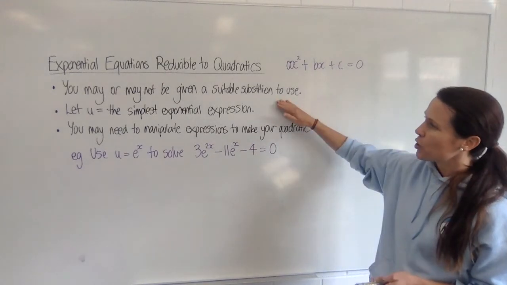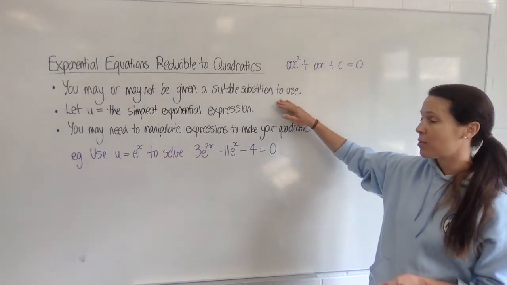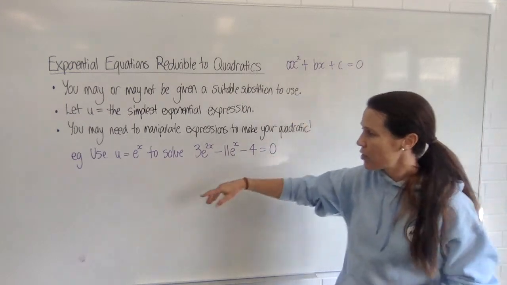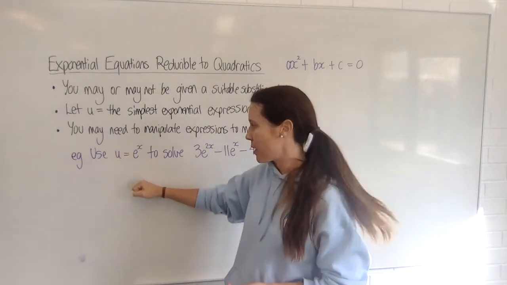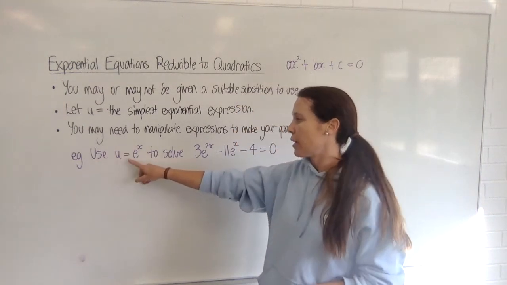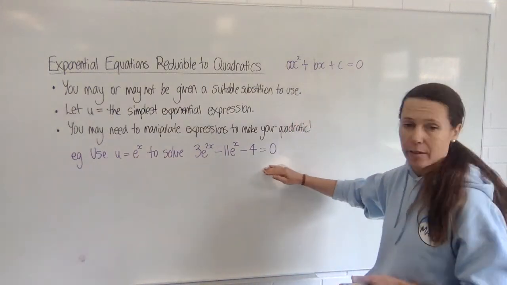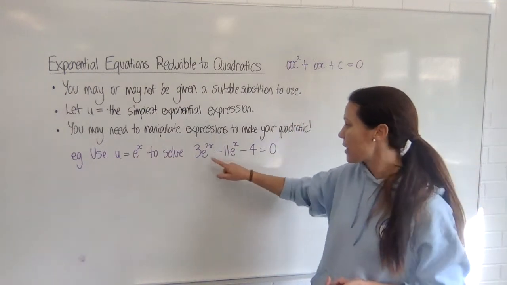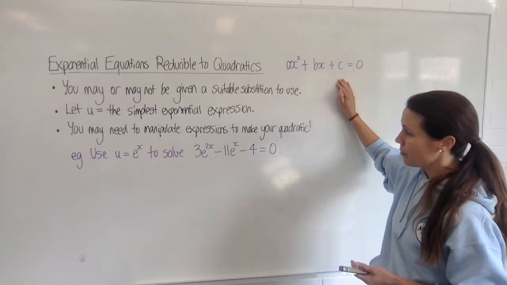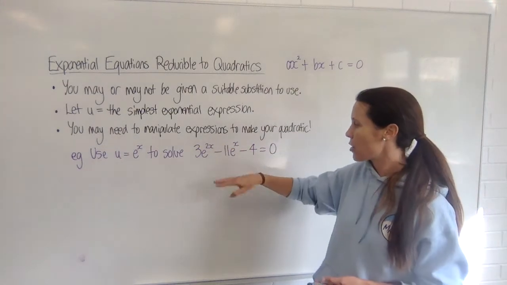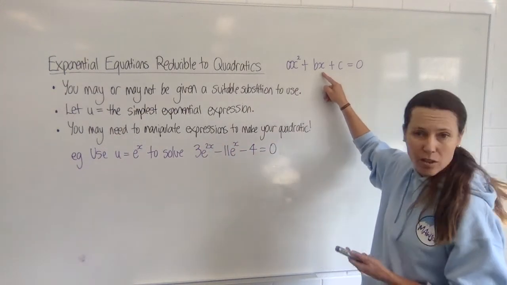Now, some tips. You may or may not be given a suitable substitution to use. So this first example here, we've been given something, which is nice. Use u equals e to the x to solve this. Now, when you first glance at this, it doesn't automatically look like one of these because we don't have something squared and then something that's not squared.